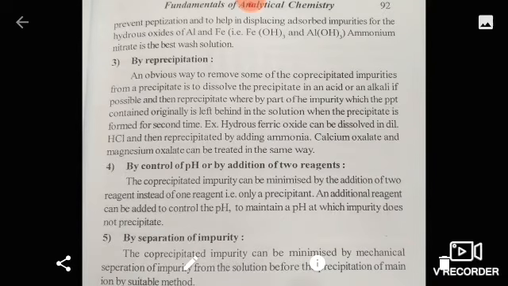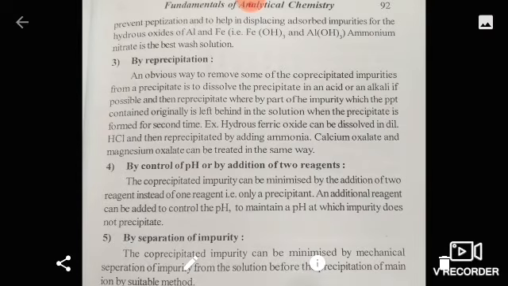is reprecipitation. By performing the precipitation one or more times, or by reprecipitation, we can remove the impurities. An obvious way to remove some of the co-precipitated impurities from a precipitate is to dissolve the precipitate in an acid or an alkali if possible, and then reprecipitate, whereby part of the impurity which the precipitate contained originally is left behind in the solution when the precipitate is formed for the second time.